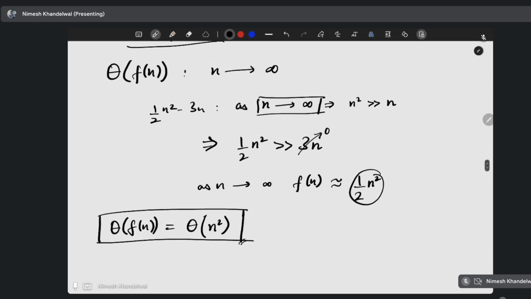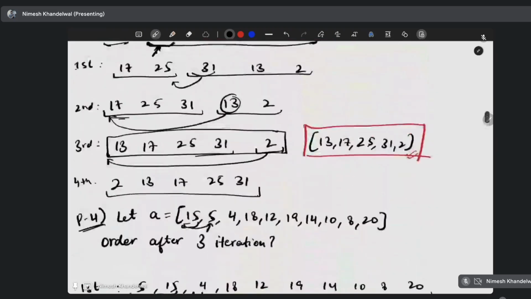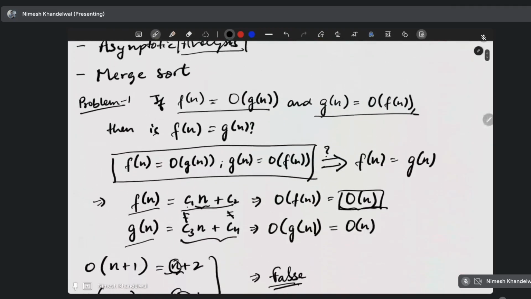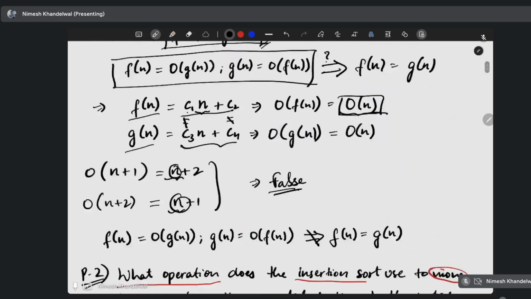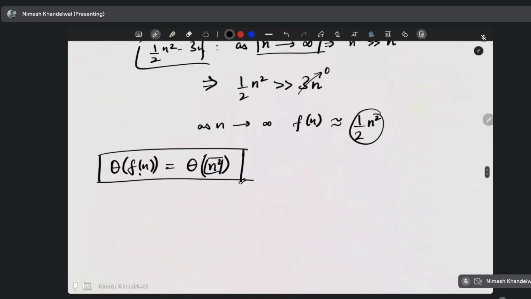Now again you can see that this f of n and n squared, their time complexities are the same, but the functions themselves are very different. So that is also one example for the problem that we took in the first place: even if the time complexities of two functions are the same, that does not mean that the functions themselves need to be the same. They can be, but that is a special case. In general they are not the same.